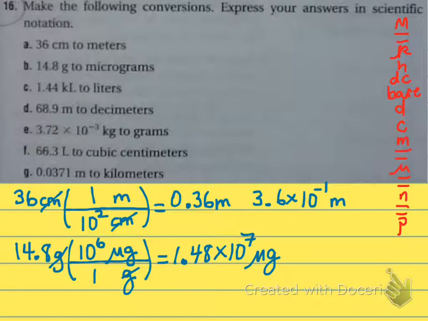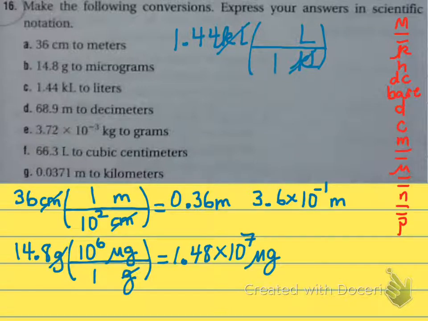Letter C, we have 1.44 kiloliters. We want to take it to liters. So kiloliters go in the denominator, liters go in the numerator. A kiloliter is larger. It's right here, 1, 2, 3, so 10 to the 3rd. Again, I should multiply because it's in the numerator. So in scientific notation, this is going to be 1.44 times 10 to the 3rd liters.